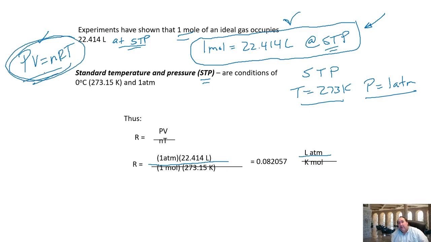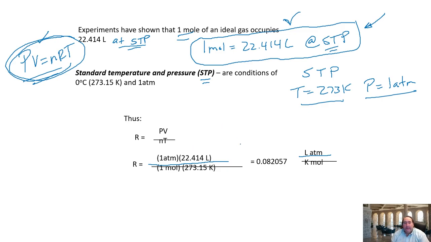So the ideal gas law can be used at any conditions you want. It can be used at STP conditions, non-STP conditions. You could use it in any situation. But the one mole equals 22.414 liters can only be used at STP conditions. So again, you can always, as I mentioned, use the ideal gas law. If you don't want to remember that 22.414 liters, you could just roll with the ideal gas law and you'll be fine.